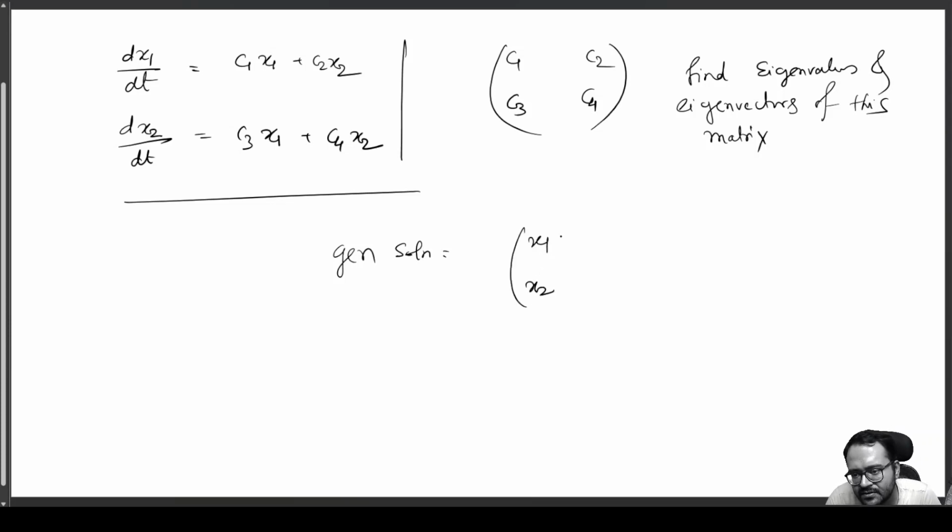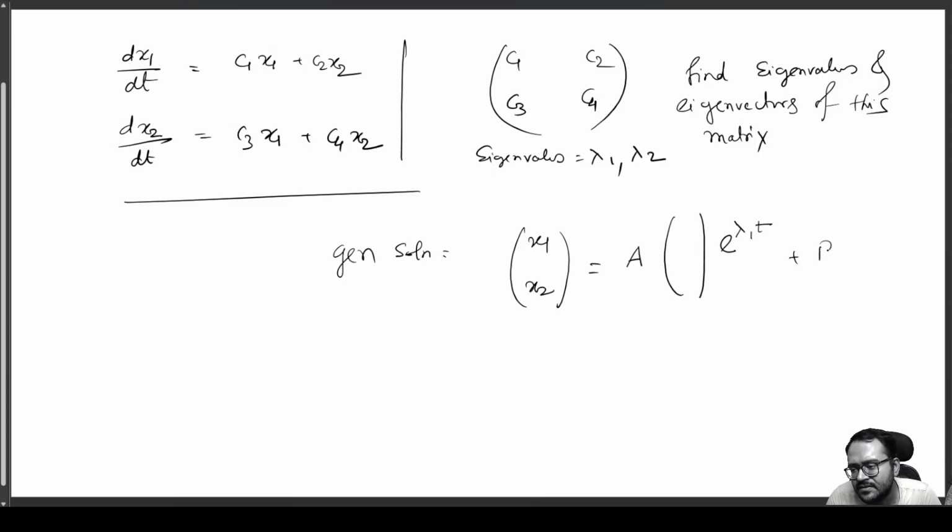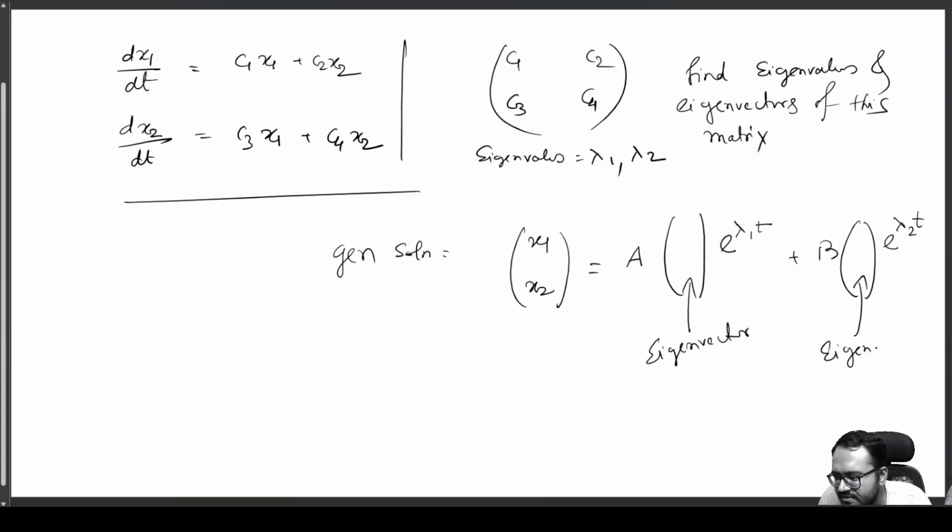x1, x2 is some constant, let's say a, e to the power lambda 1 t, where the eigenvalues are lambda 1 and lambda 2, times the eigenvector of lambda 1, plus another constant times e to the power lambda 2 t times the eigenvector of lambda 2.